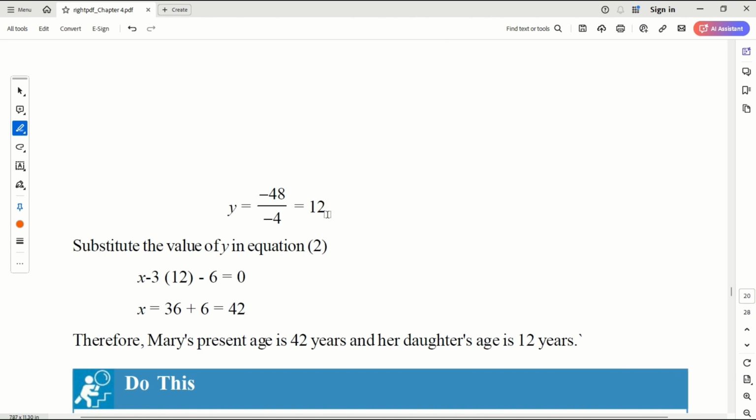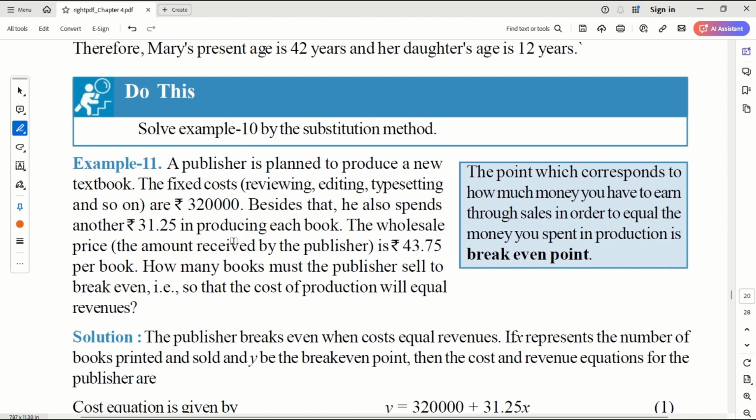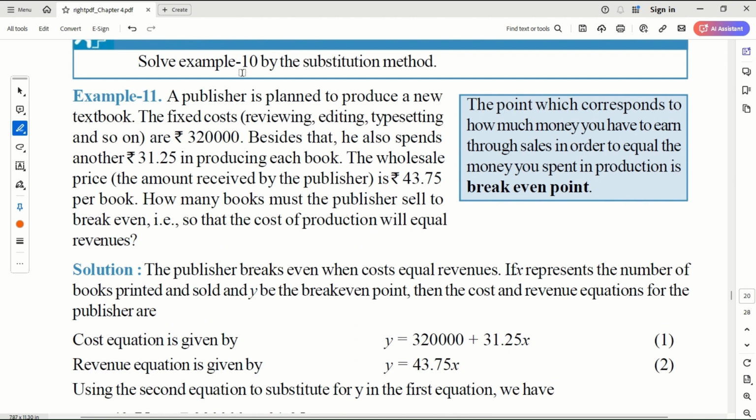That is, daughter's age is 12 and Mary's age is 42. Okay. Next.